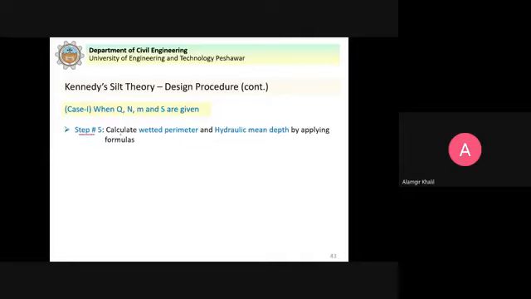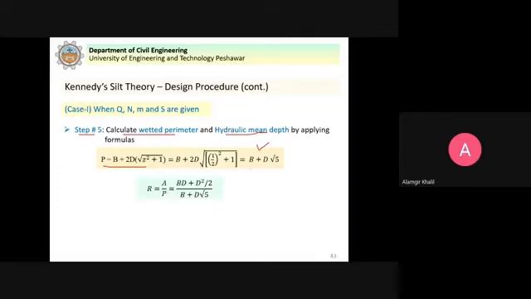Step number 5 is to calculate the wetted perimeter and the hydraulic mean depth, that is the hydraulic radius, by using this equation that you have already studied and should remember from your hydraulics course. So this is the wetted perimeter, and once we know the wetted perimeter, we already know the area, so we can calculate the hydraulic radius or hydraulic mean depth.